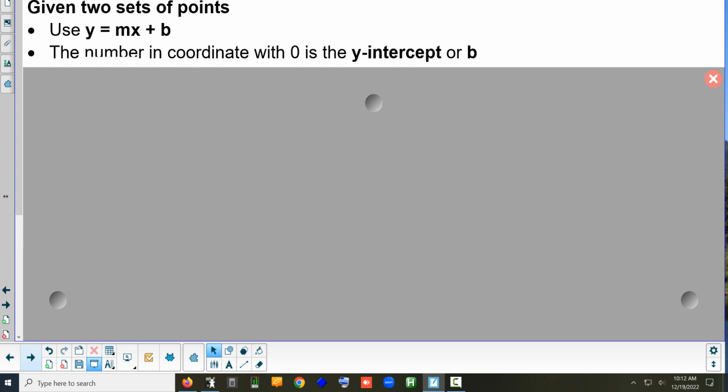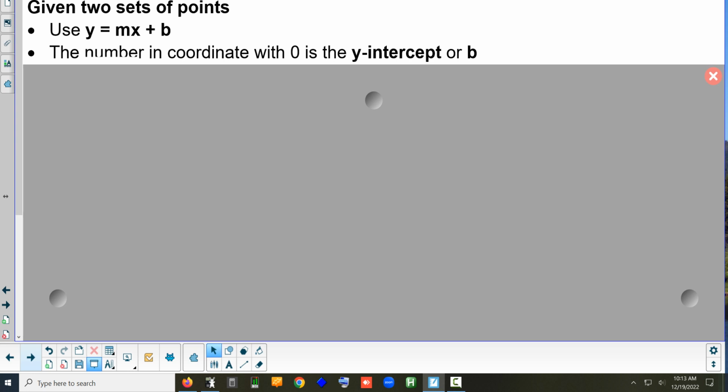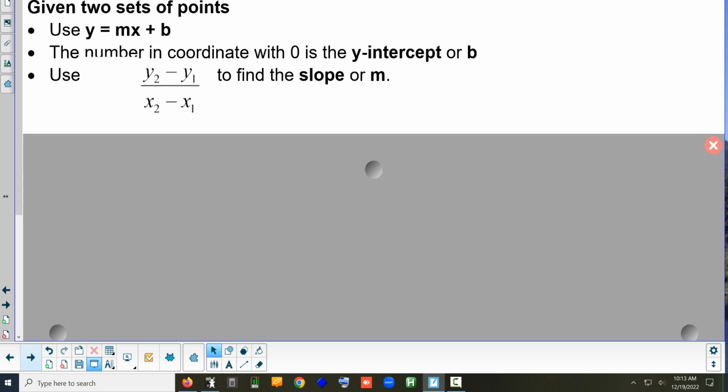So the number with the 0 is the y-intercept. So then how do we get the slope? Well, they're not going to give it to us. They're not going to give us a picture where we can count, like rise and run. So we're going to have to use this formula that I gave you earlier. They're going to give us 2 coordinates. That means they're going to give us 4 numbers. We have to fill in the 4 numbers in those 4 spots.